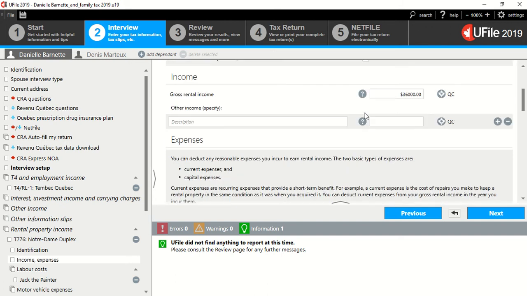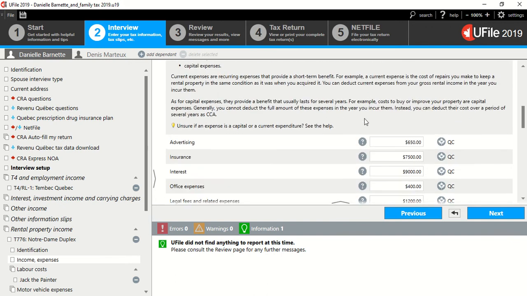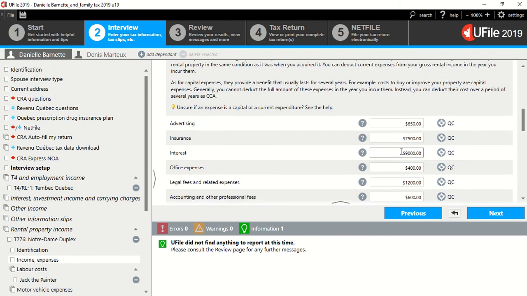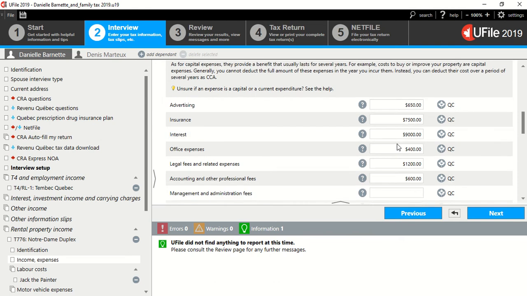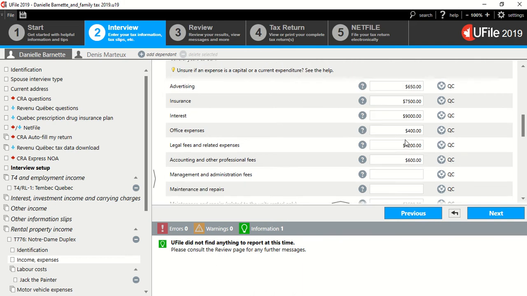So where's the rental income? There it is, 36,000. Then she actually incurred some advertising expenses, insurance, interest. Interest is solely mortgage interest, but you have to exclude the capital portion. So you would have to look at your bank statement to get that information. Office expenses, your stationery, paper to make notices, legal notices, and all that. They add up during the year, so you should keep a tab of them.